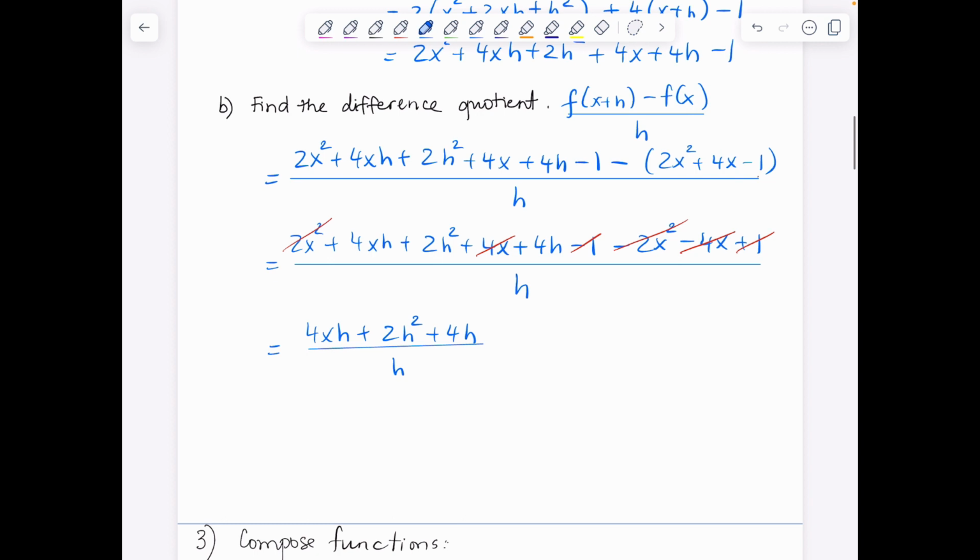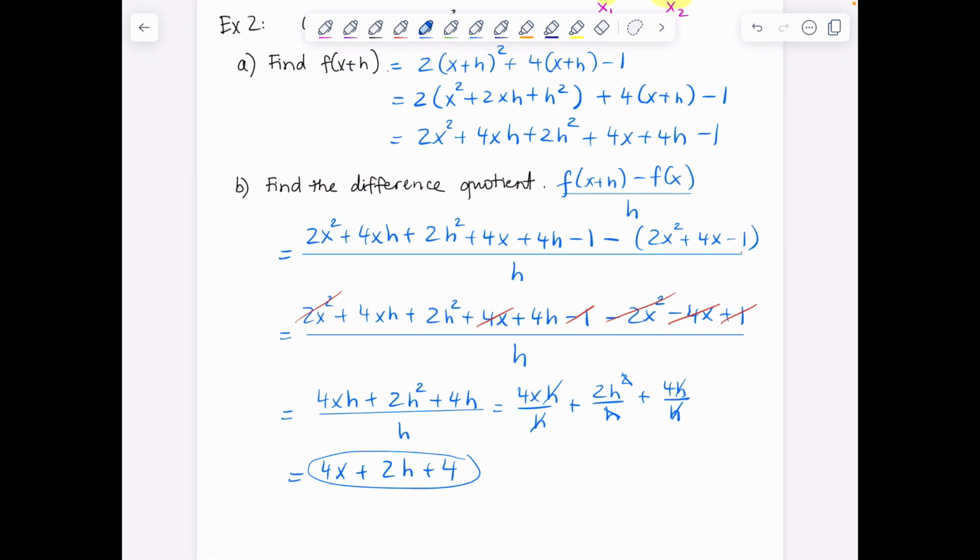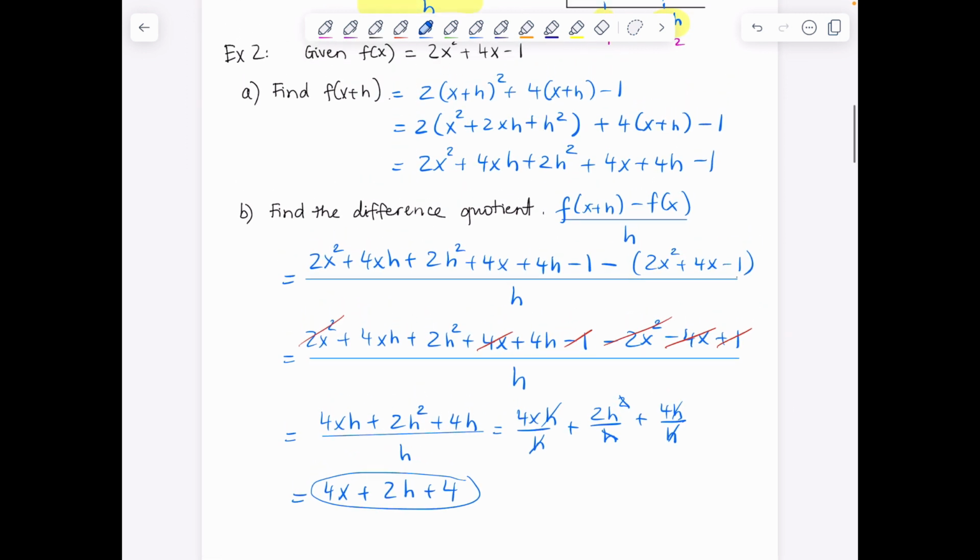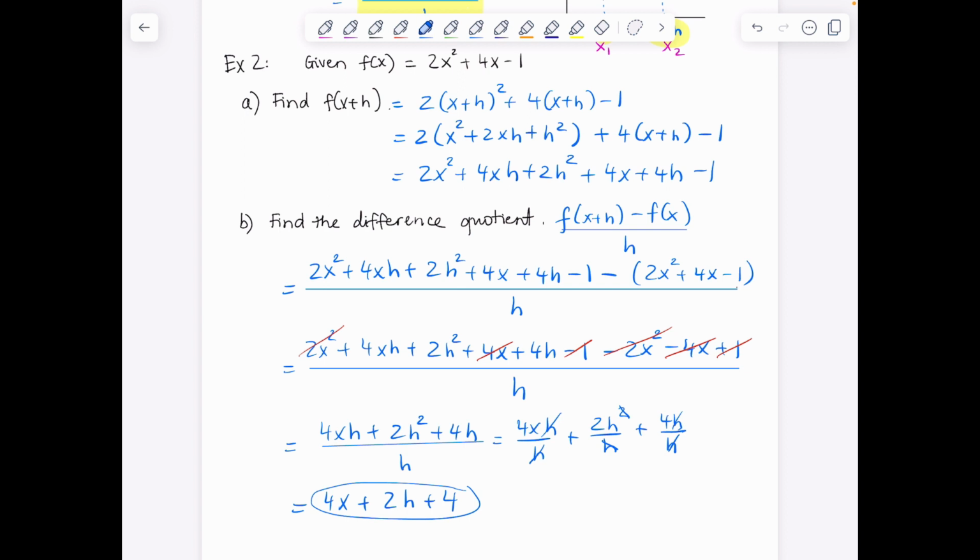Now, since there's only one single term in the denominator, and I see that h appears in every term in the numerator, we can divide each term by h. So it looks something like this, if you were to divide each of them by h. And that will give us 4x plus 2h and plus 4. And this right here is the difference quotient for the function 2x squared plus 4x minus 1.